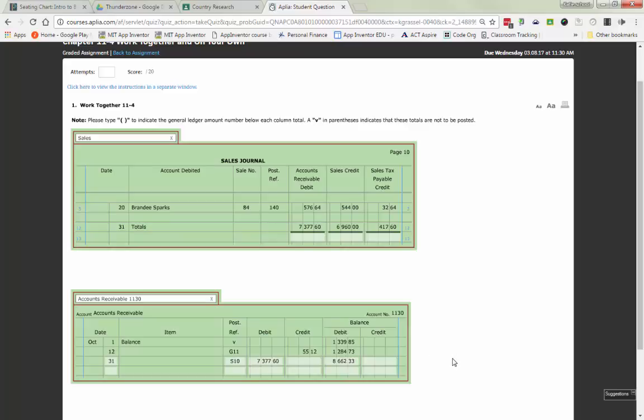I got $8,662.33. Does anyone agree? Nobody agrees? How are you doing, Olivia? Do you agree with me? You think so? All right.